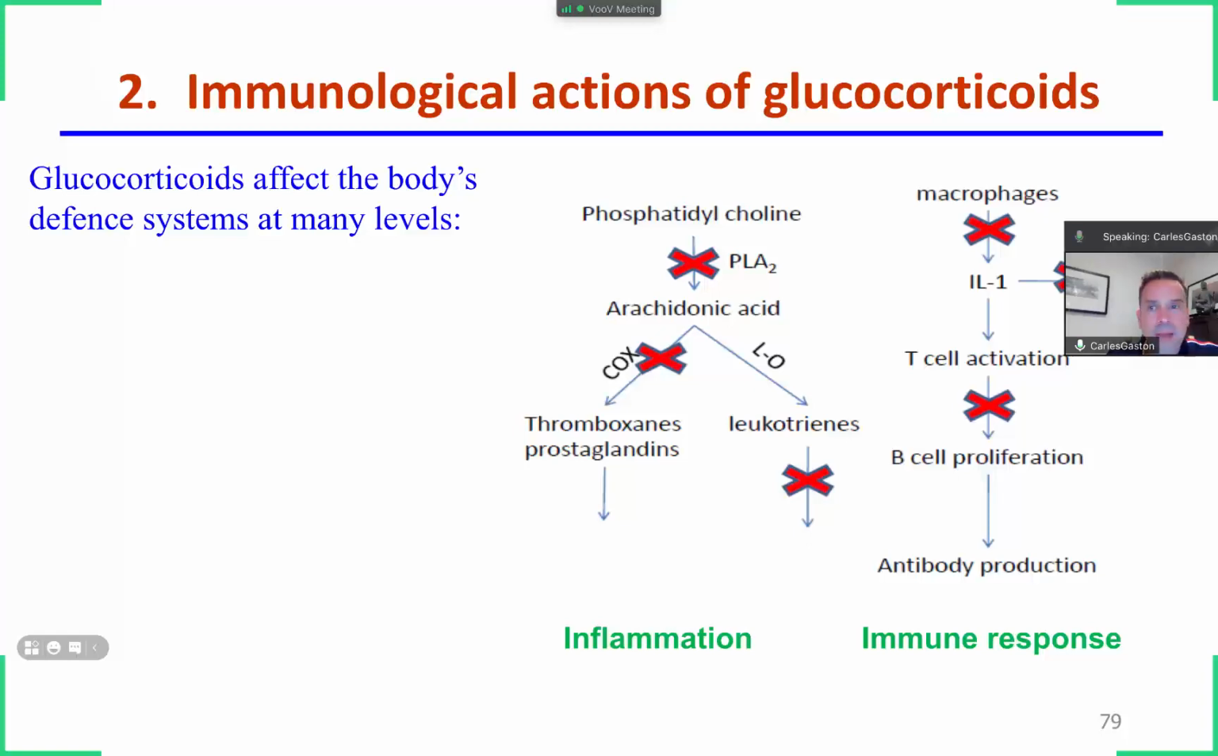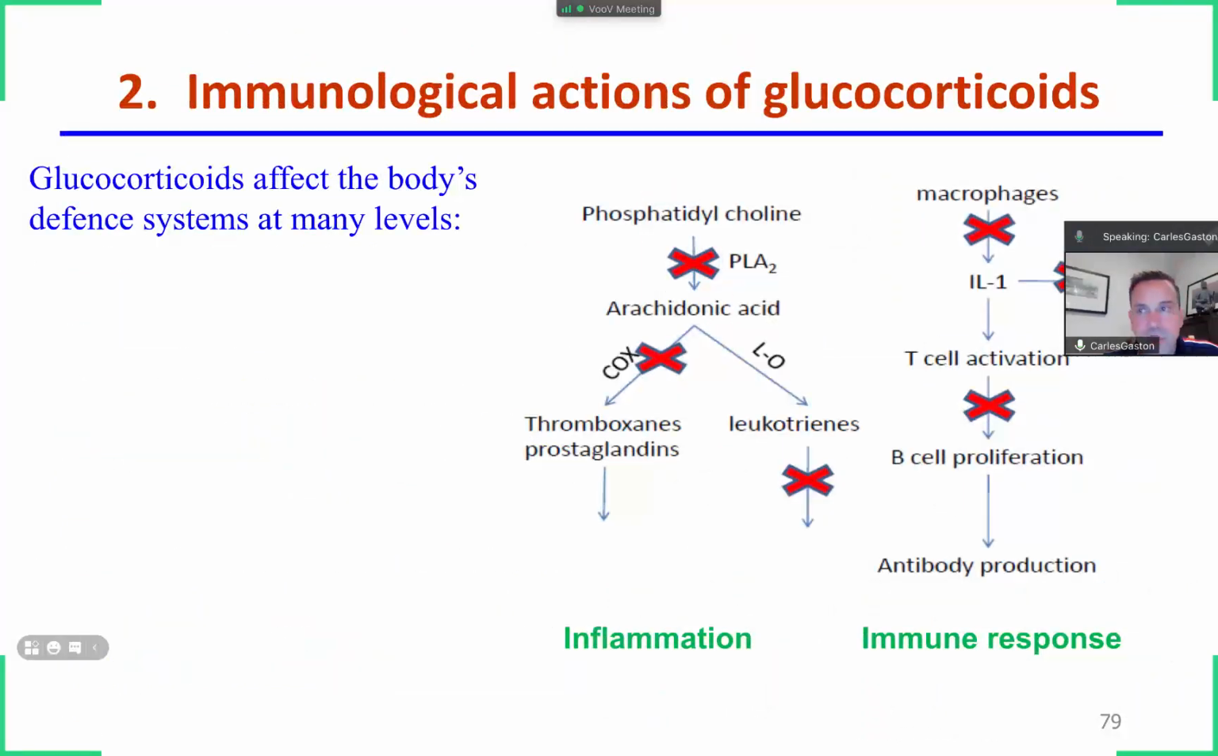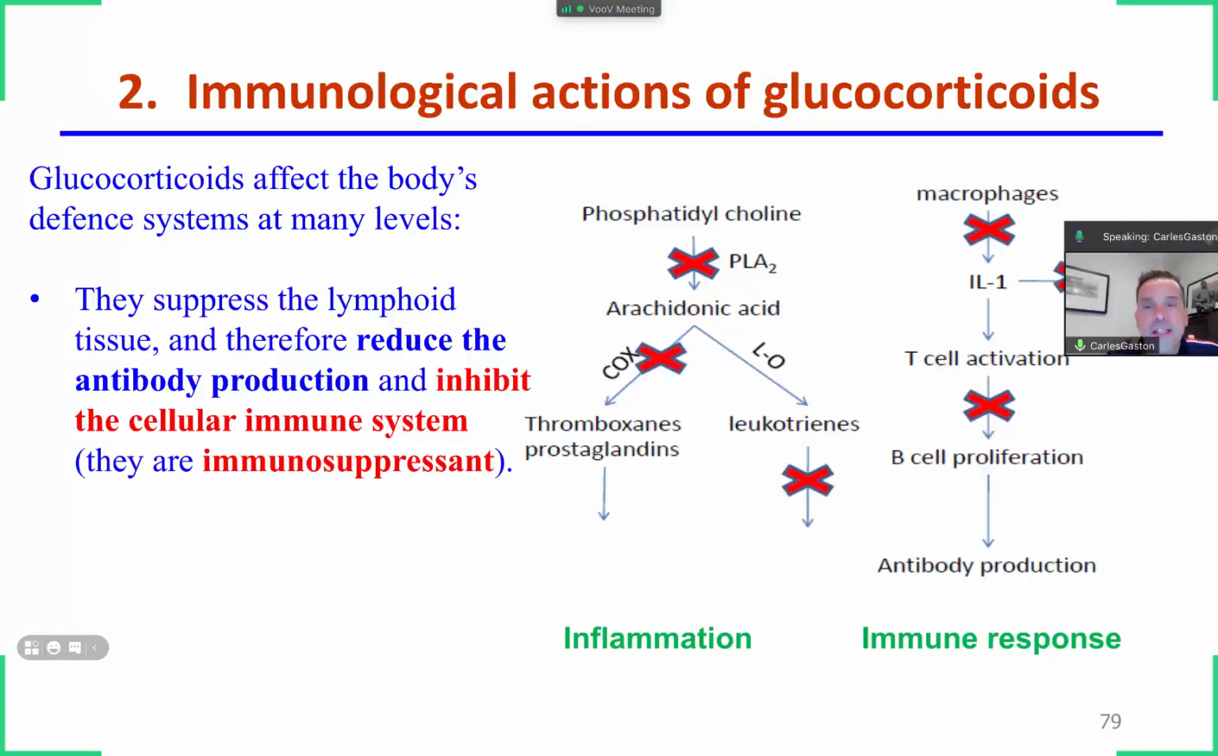So going back to the actions, okay? So first one, immune system, okay? Which is the function of cortisol, right, in the immune system. So glucocorticoids affect the body's defense system at many different levels. They suppress lymphoid tissue and therefore reduce antibody production and inhibit the cellular immune system. So they can act as immunosuppressants.